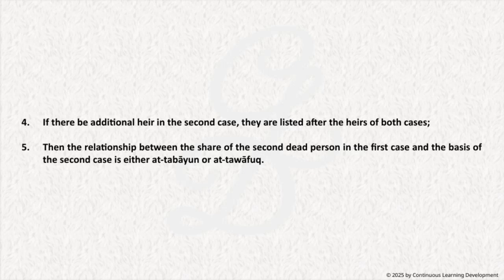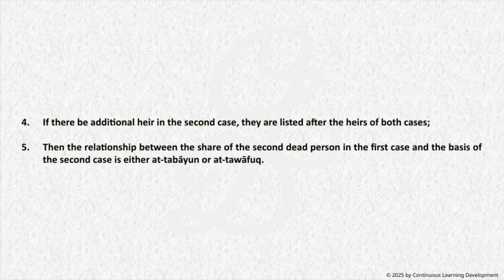As we look at this slide, I want to highlight that the copyright 2025 by Continuous Learning Development reminds us of the ongoing nature of our learning journey. Now, moving to the main content, when there is an additional heir in the second case, they are listed after the heirs of both cases. This is important because it maintains the correct order of inheritance, respecting the priority and rights of each heir.